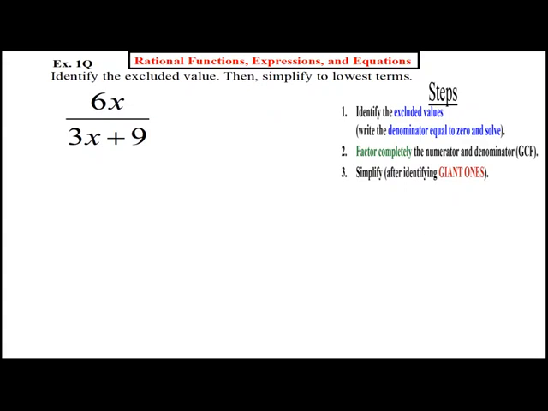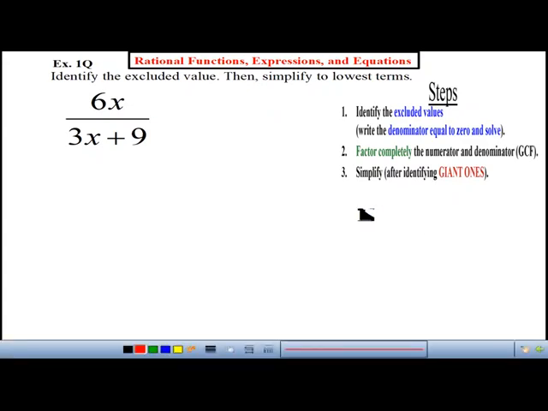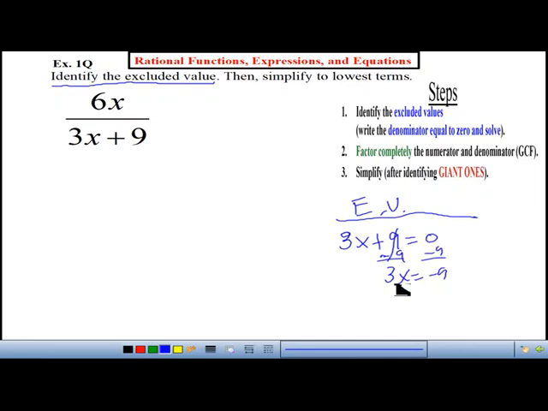All right, let's see how we did. First things first, they want us to identify the excluded value. So I'm going to write over here just EV for short. You should have taken the denominator, 3x plus 9, and equal that to 0. From there, solve. Let's do -9 minus 9. 3x equals -9. Divide by 3, divide by 3. X equals -3. My excluded value is -3.